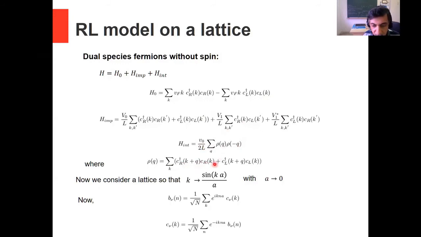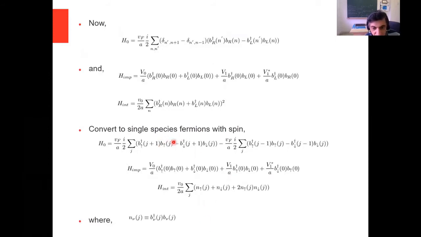So there's right plus left. So there's a conventional forward scattering between fermions, and this is what you get when fermions bounce off the impurities. This is the impurity Hamiltonian. This is the conventional kinetic energy. So the idea is that you want to sort of latticize the system, so go from the continuum to the lattice. So you make this approximation that k is sine(ka) by a, where a is very small, and then you can convert this to a lattice system. And this is what we look at.